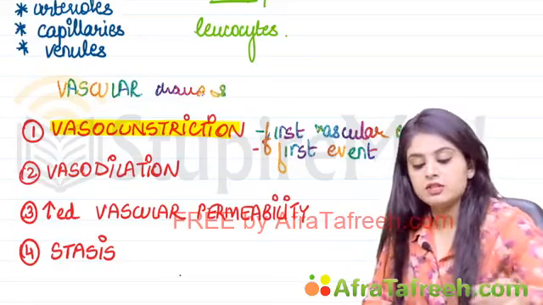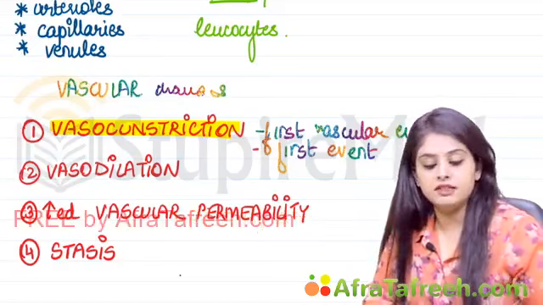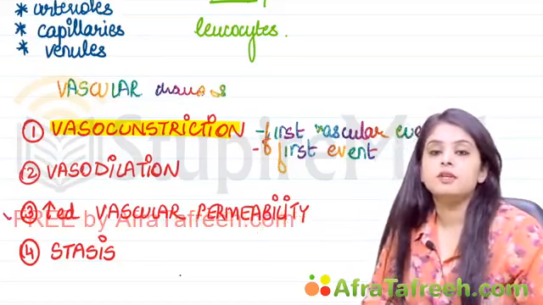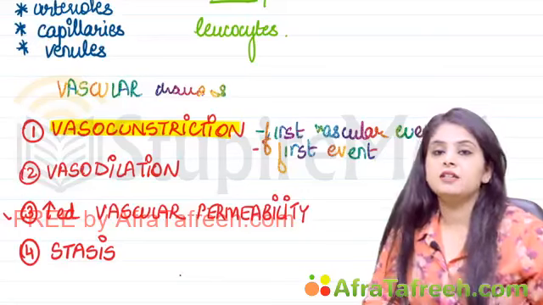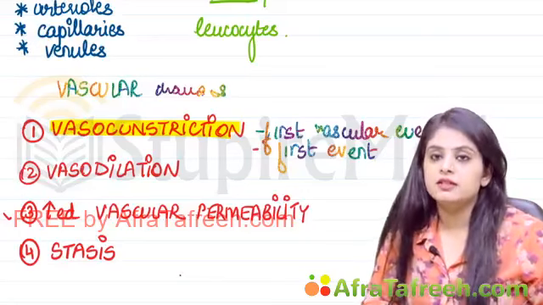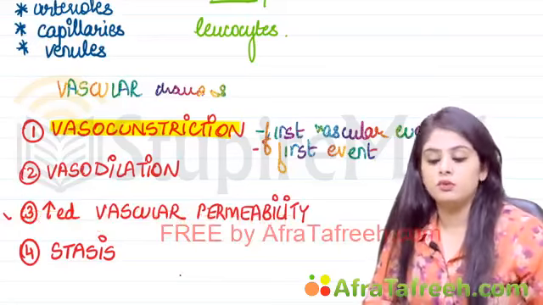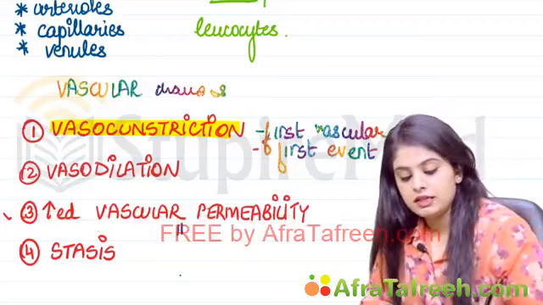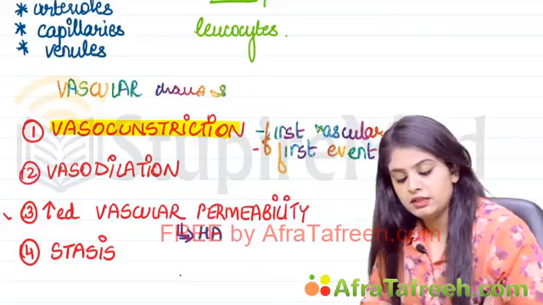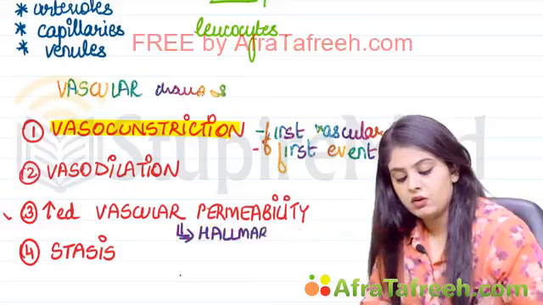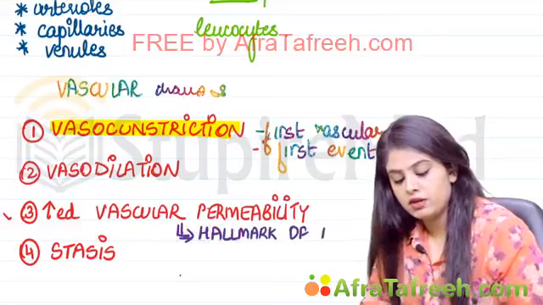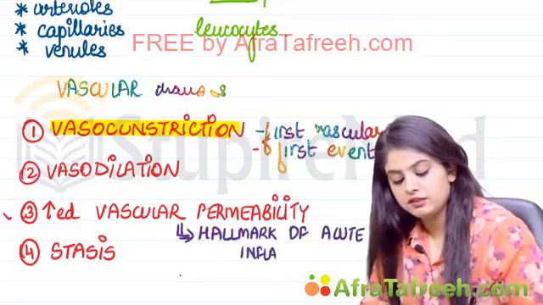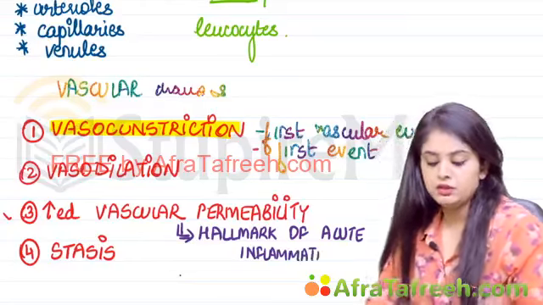The second question that you are asked, a very favorite with the examiners, if someone asks you, out of the entire acute inflammation that we will study, what is the hallmark of acute inflammation? Now, what of these will be the hallmark? So remember, increased vascular permeability is the hallmark of acute inflammation. This is the hallmark of acute inflammation.